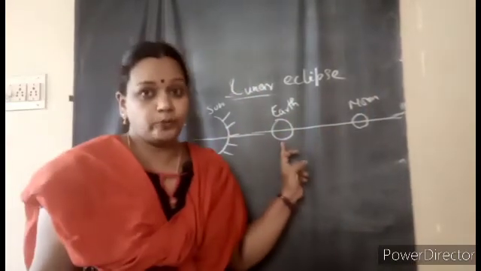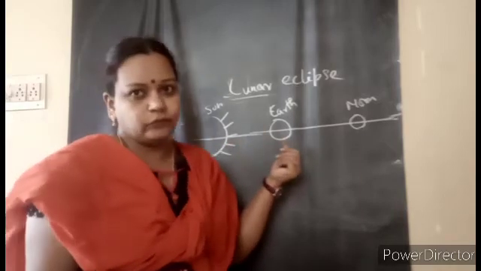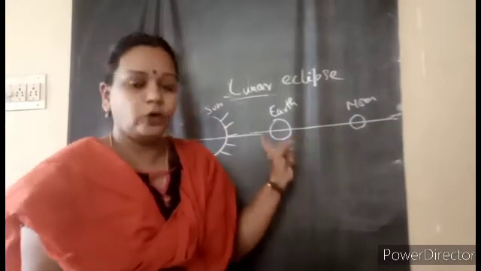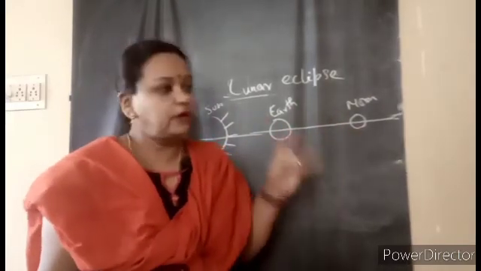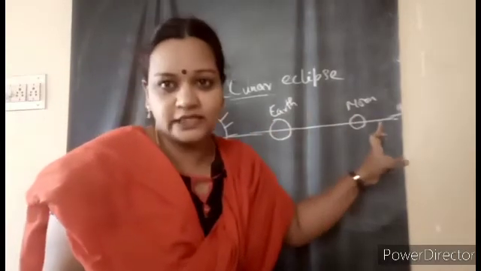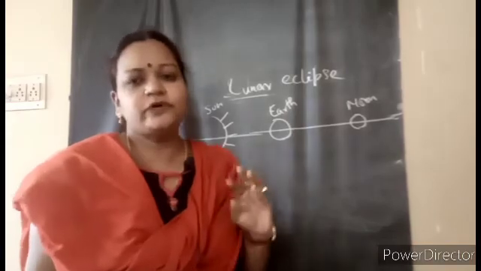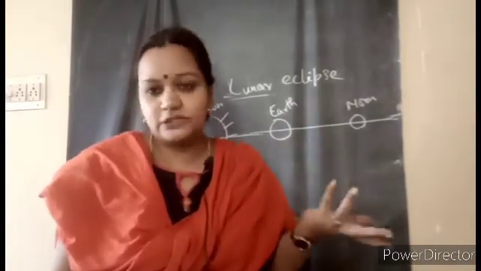Now the earth is also an opaque object. Again, from the source of light, that is the sun, the light falls on the earth. As it is opaque, the shadow of the opaque object, that is the earth, will fall on the moon. So due to this, for a few minutes, from the earth we are unable to see the moon. That is also called a lunar eclipse. This is just for you to know what is happening in nature.